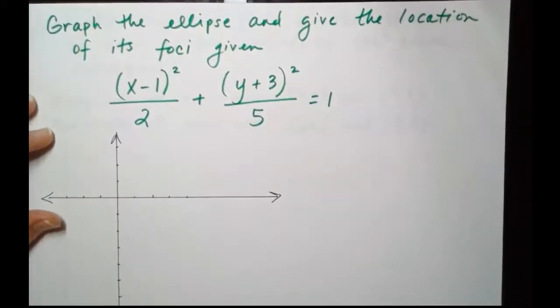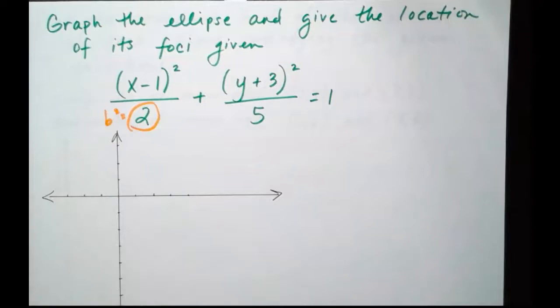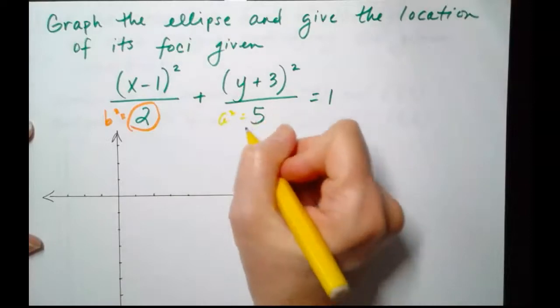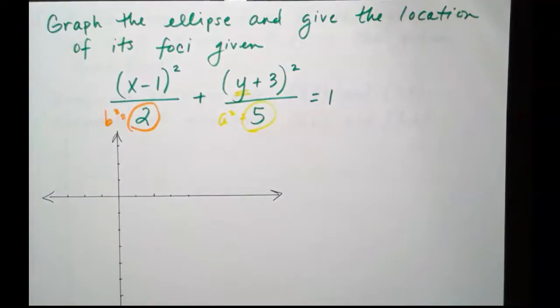Next, going in the opposite direction, graph the ellipse and give the location of its foci. Well, given this equation. So let's look at what we've got here. So first of all, this one appears to be different from the last one because b squared is equal to 2, and a squared is equal to 5. But notice that a squared is underneath the y in this situation.